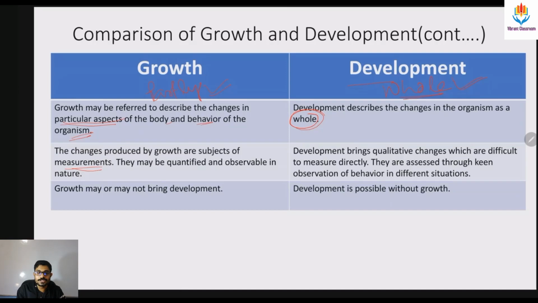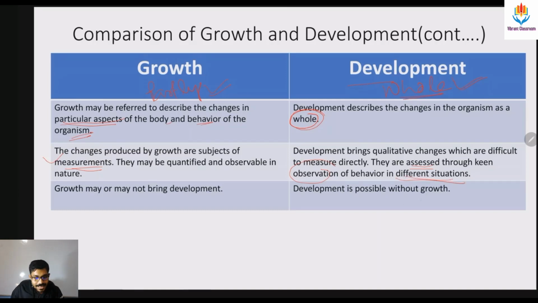As we already discussed, growth is a quantitative process, and all quantitative processes are measured and have a numerical value. Development brings qualitative changes which are difficult to measure directly, and they are assessed through keen observation of behavior in different situations. Quality cannot be measured in a numerical value, so it should be assessed with proper observation of different behavior in different situations.